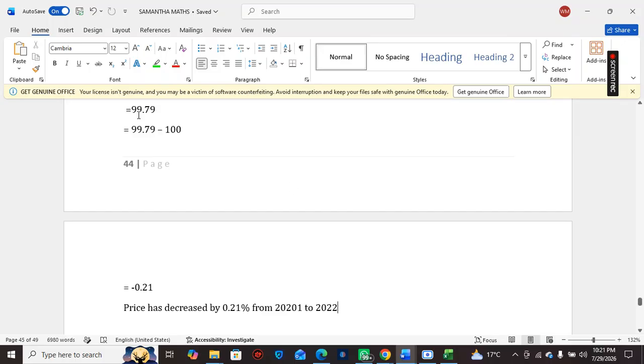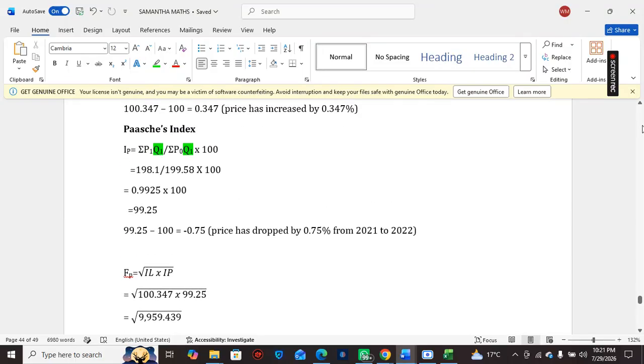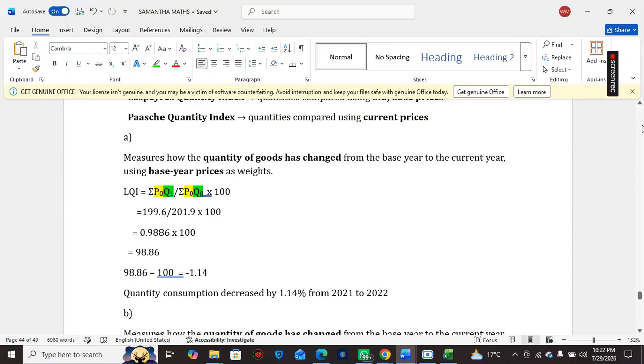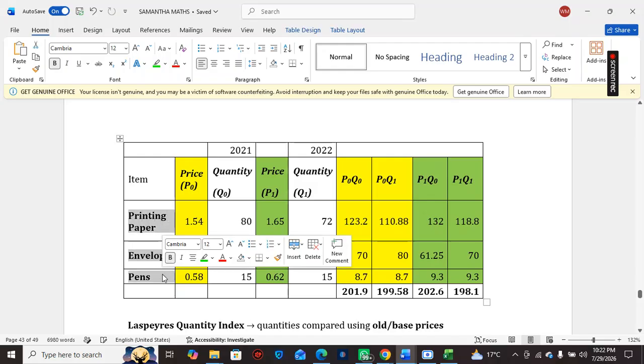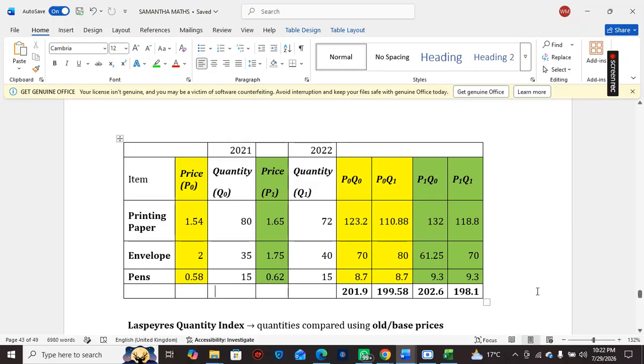Okay, so these numbers here, which we're calculating for the price and quantity index, what they're representing is these printing papers, envelopes, and pens. Okay, so an index number is a number that represents a group of things. Okay, then a quantity index, remember, it just measures changes in the quantity from the base year to another year. Okay, then a price index measures changes in price from the base year to another year.